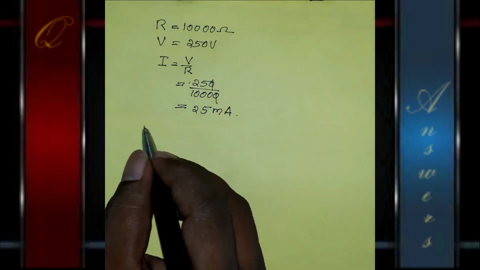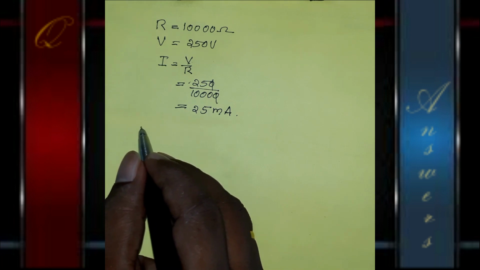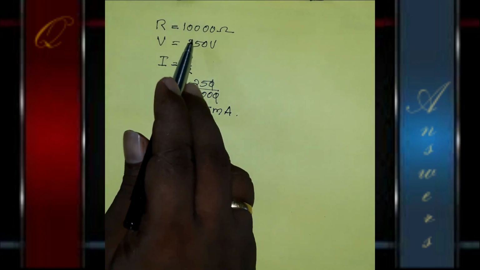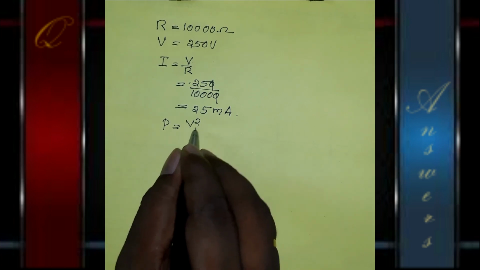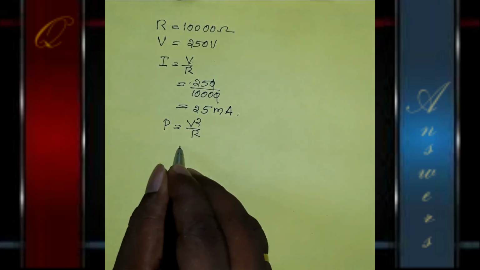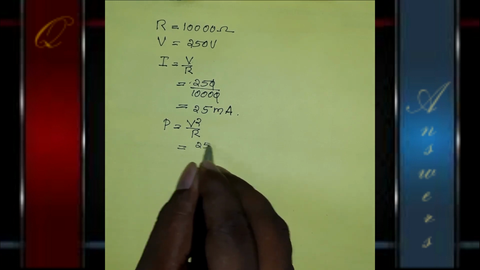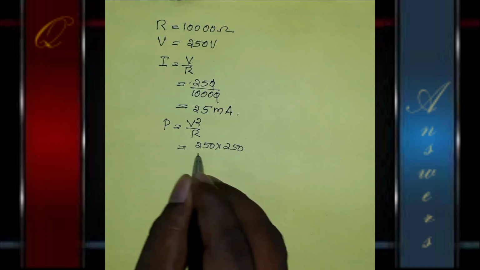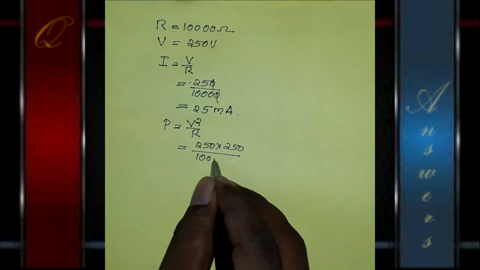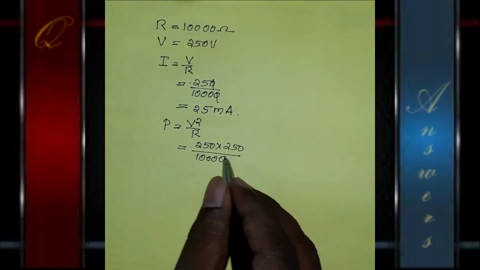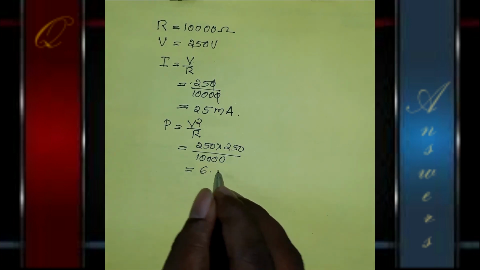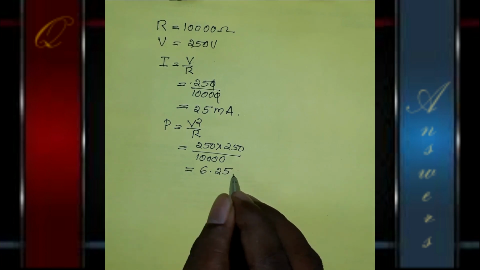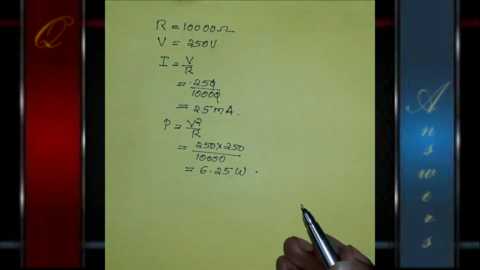Now the next question is, what is the power of the heater? You know the voltage and the resistance. So power can be calculated by the equation P is equal to V square divided by R. What is V? V is 250 into 250, V square, by R. R is 10,000. This 0 and 0 cancels. The answer will be 6.25 watt will be the power.